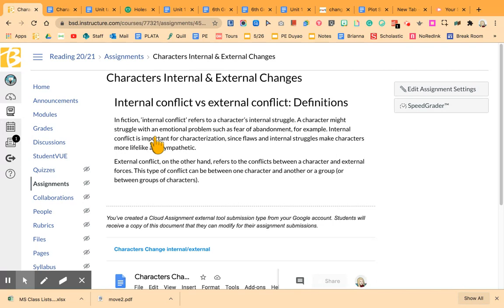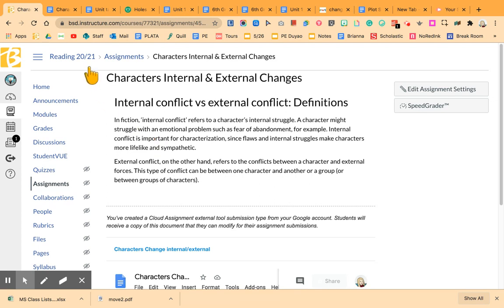All right. An external conflict, on the other hand, refers to a conflict between the character and some sort of external force. So one example might be with Stanley having to physically dig these holes, right? That external conflict of his body was not strong enough to do this, but that changed over time in the book. And so that would be considered an external conflict.